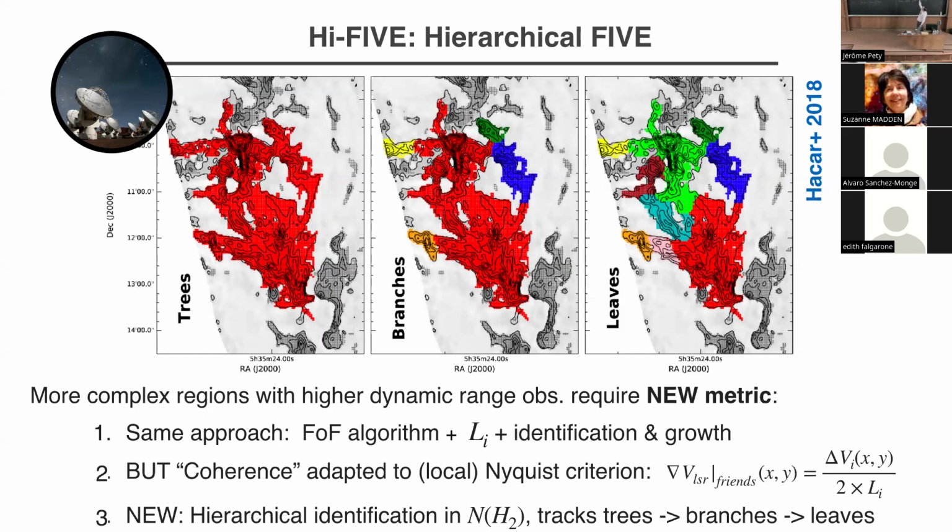But as you see on the top, if we use just one criterion, one cut in column density as we did before, we have these very big chunks that are obviously not a single thing, because you see multiple branches all over the place. So we wanted to do some kind of hierarchical analysis, and this is how we implemented this. It's not perfect, of course.